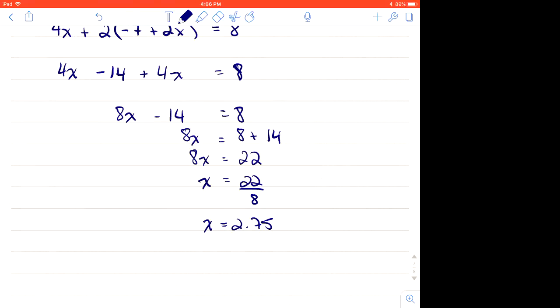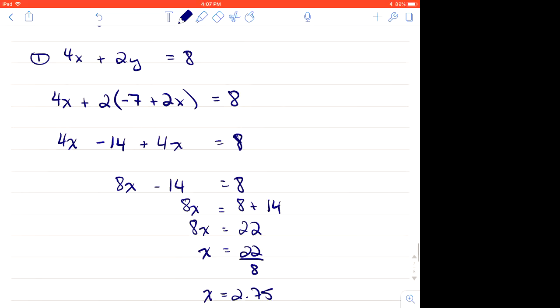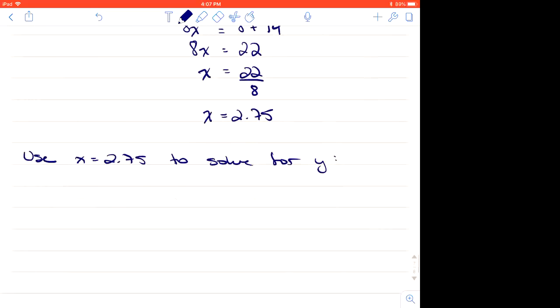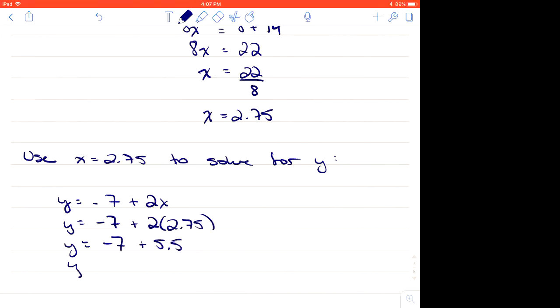So now we can just substitute that back in to solve for y, right? Use x equal to 2.75 to solve for y. We already solved that y must be -7 plus 2x from earlier, right? And so y must be -7 plus 2 times 2.75, making y is -7 plus 5.5, or if you wanted to skip straight to -1.5, that's fine by me.